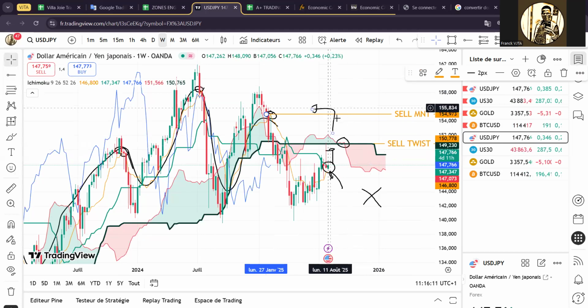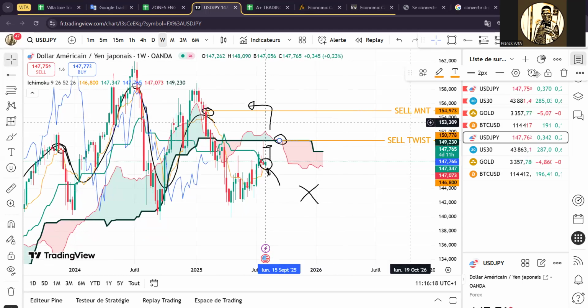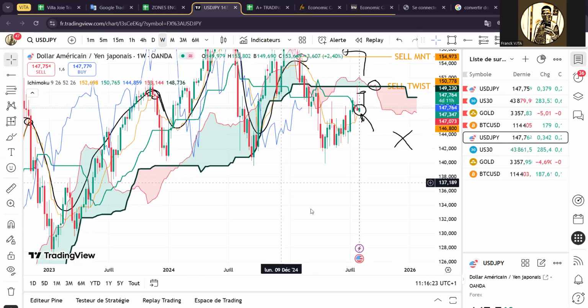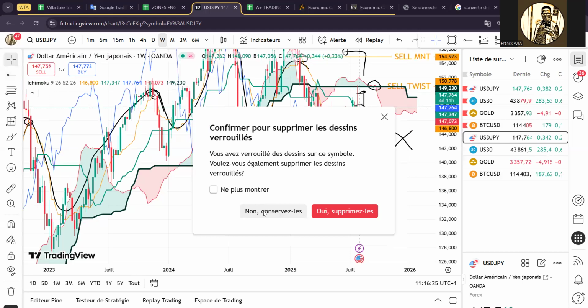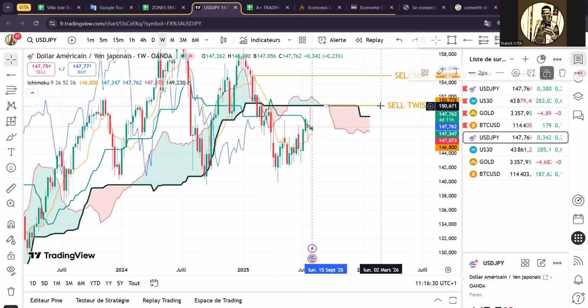Then I erase the other black lines. To do that, I just lock these lines, secure lock this line, and then erase the rest. So that's it for the weekly. Let me erase the weekly.